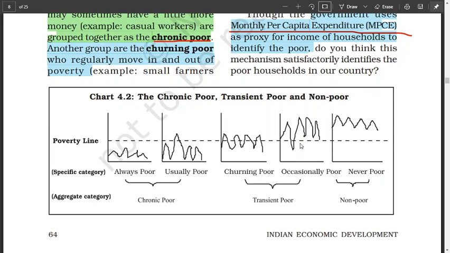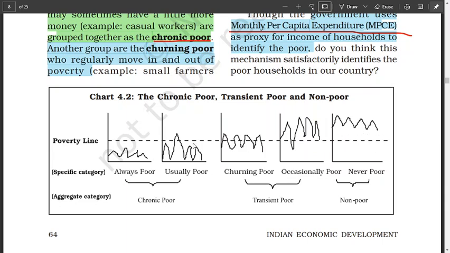Occasionally poor is the opposite of usually poor. Here these people are always above the line, but sometimes due to bad conditions they may face the experience of being poor, but most of the time they are okay. The never poor are always above the line. So you have learned about that.